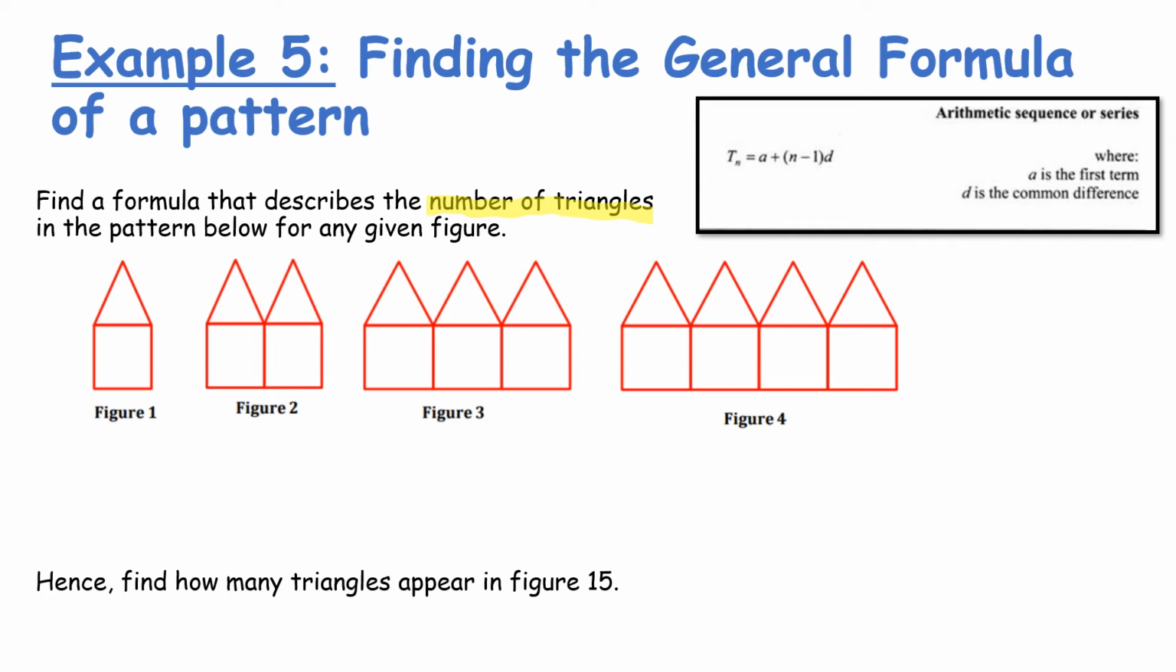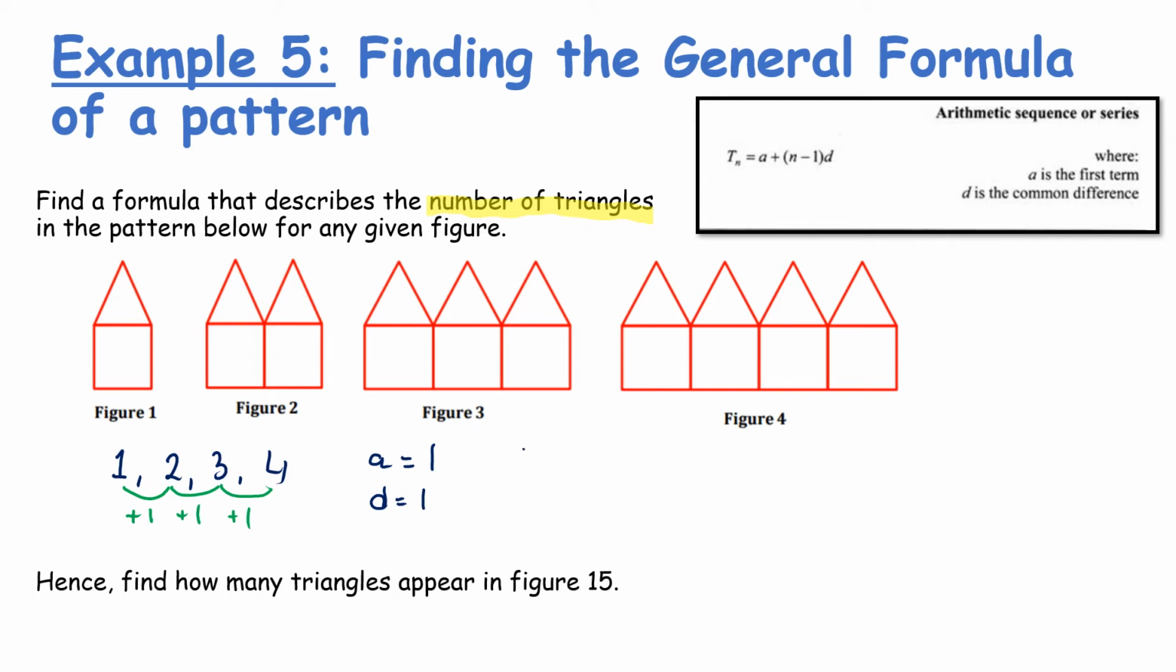The first thing we're going to do is write down the number of triangles as a sequence. So we have 1, 2, 3, 4. So very straightforward. And we can very clearly see that our common difference here is plus 1. Now at this point you might be able to go, oh, I know exactly how to do this, and that's fine, but I'm going to work through the long way. So the first thing I do is identify my first term. I identify my common difference.